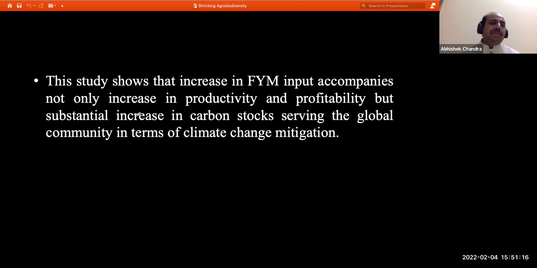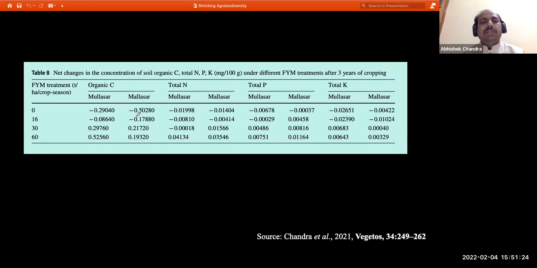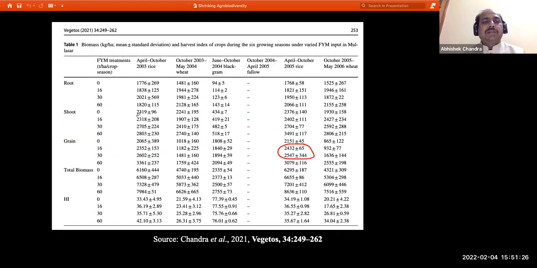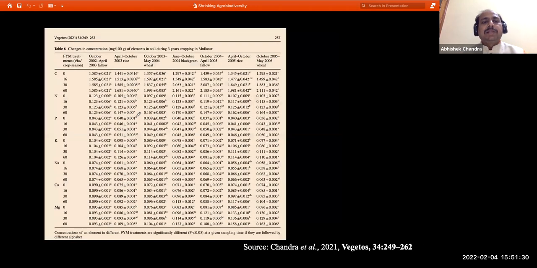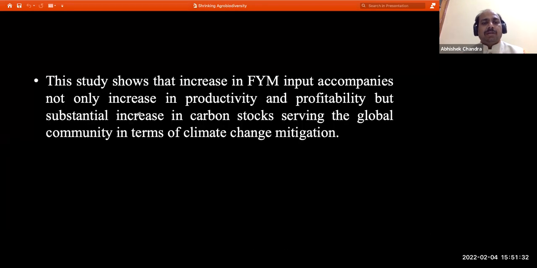So this is the reason for the shrinking of agrobiodiversity. Because our day-by-day activities are decreasing, the carbon stock in the particular season will decrease. So any question you can ask me.